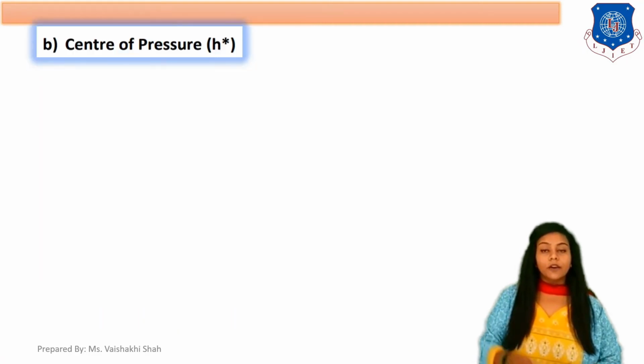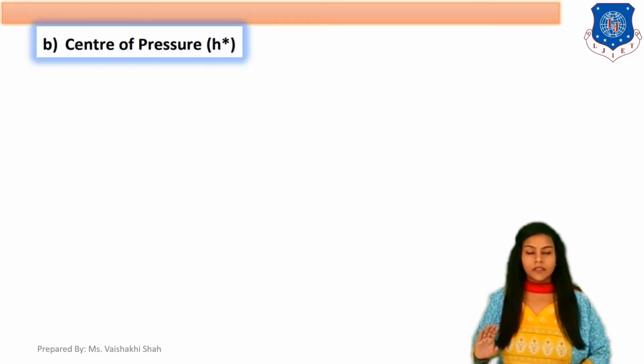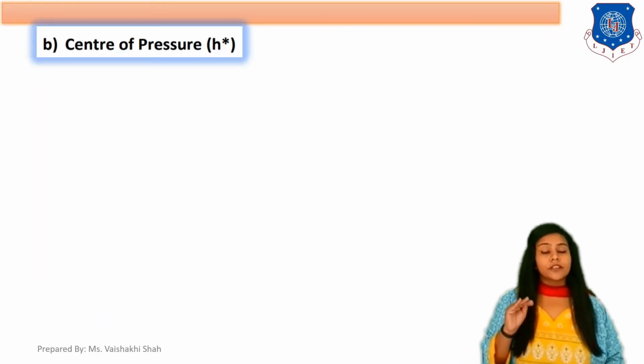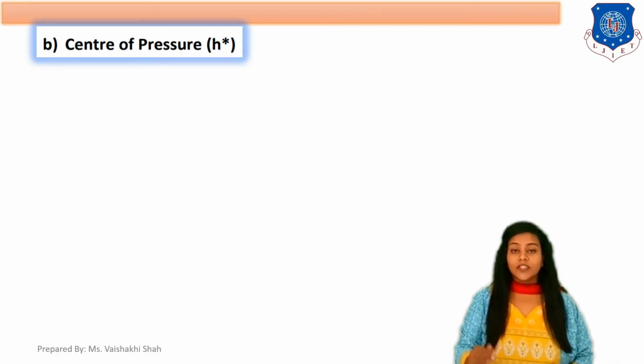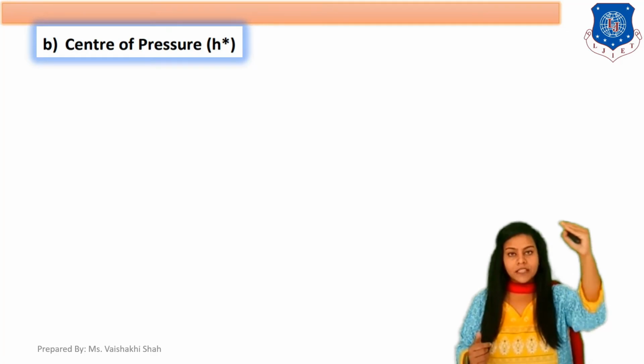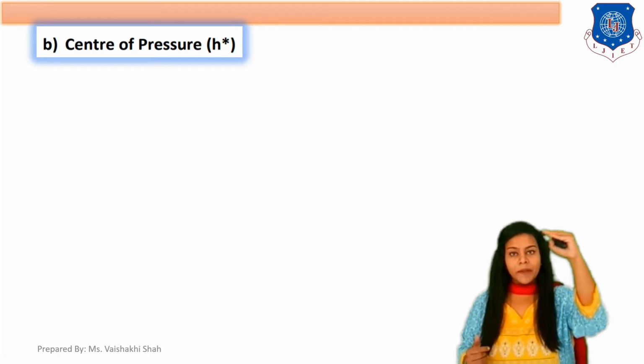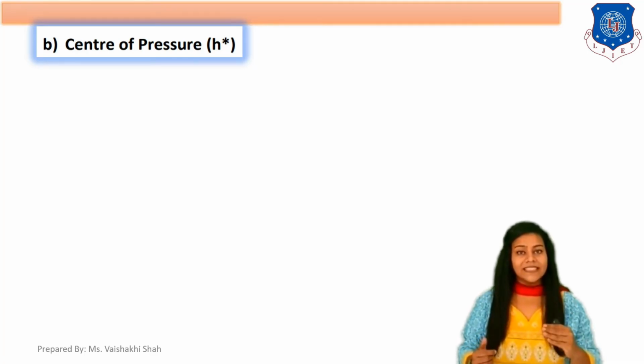Now we have to find out the center of pressure, which is the location of the center of pressure, H star. As we know, the distance between P and the free surface is H star.